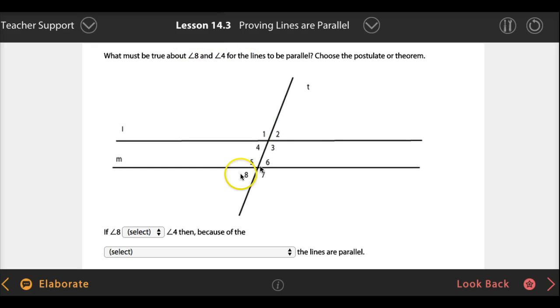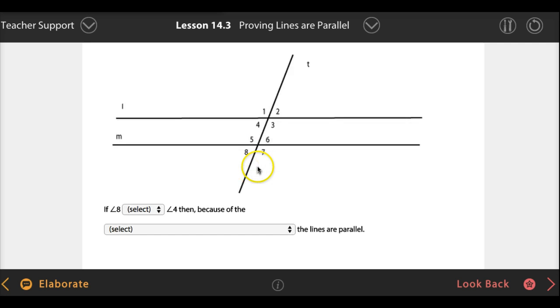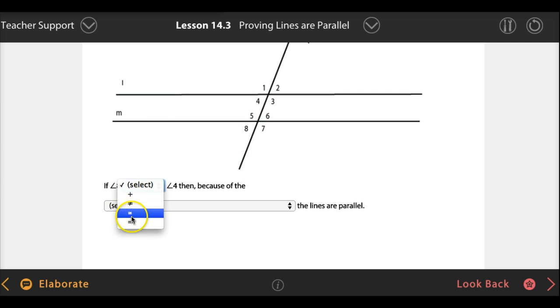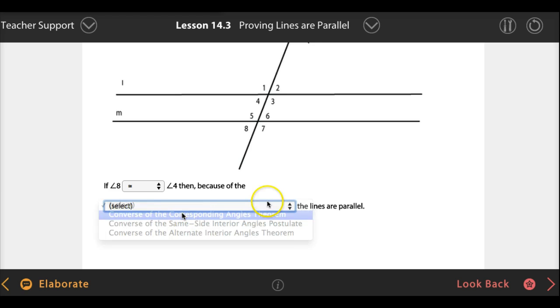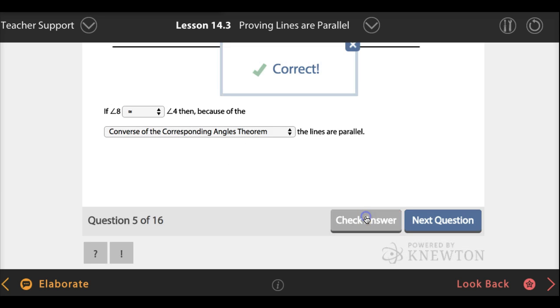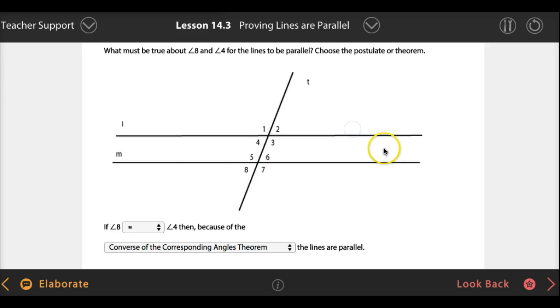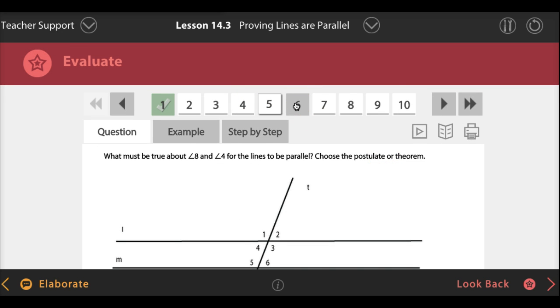So let's take a look at question number 5. What must be true about angles 8 and 4 for the lines to be parallel? Well, 8 and 4 are corresponding angles, so they have to measure the same. So angle 8 has to be congruent to angle 4 because of the converse of the corresponding angles theorem. Only then can the lines be parallel. So there's just a lot of practice that you have to work on.